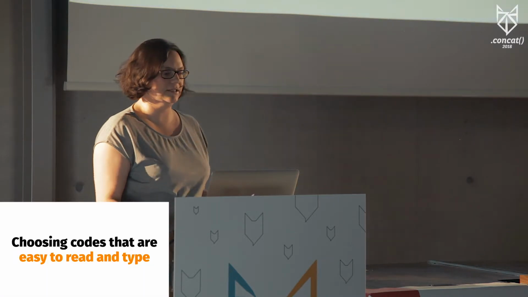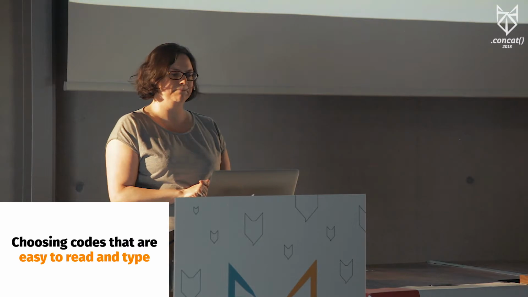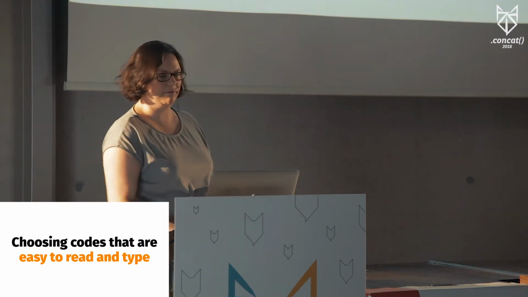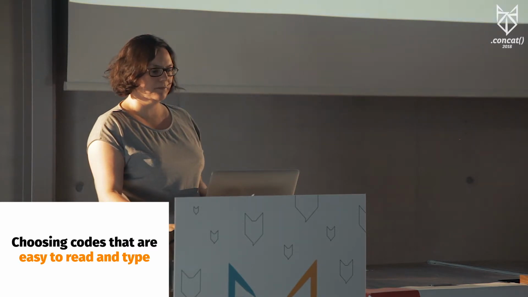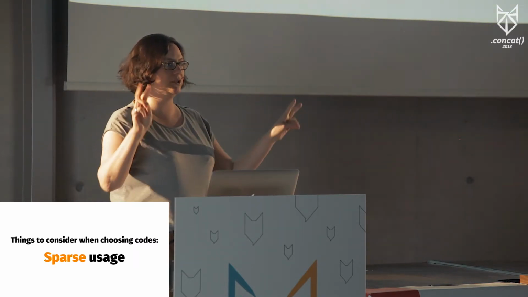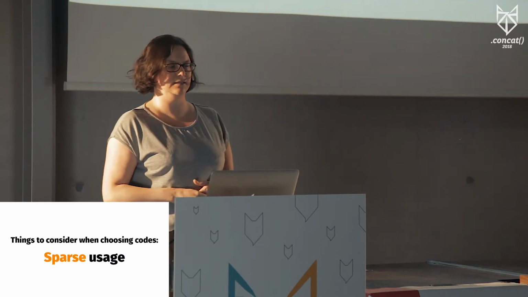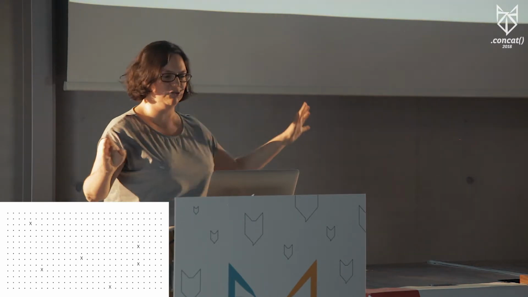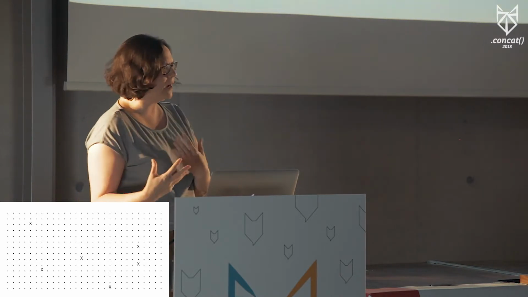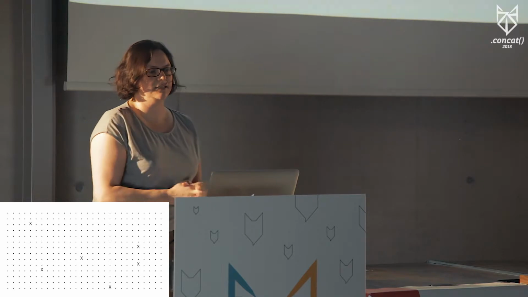Another thing to consider is easy to read and type codes. So I'll just clarify what I mean by this. You want it to be easy to type this code, right? So the first thing to consider is sparse usage. And for those who aren't native speakers, sparse is not a common word necessarily. It means a small percentage, really spread out. This is a visual representation of sparse. There's some security implications that might be obvious, which I'll cover, but really this is about usability.